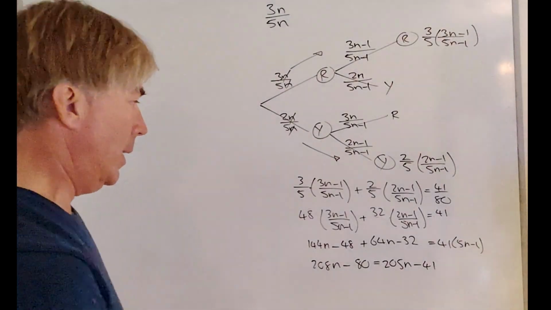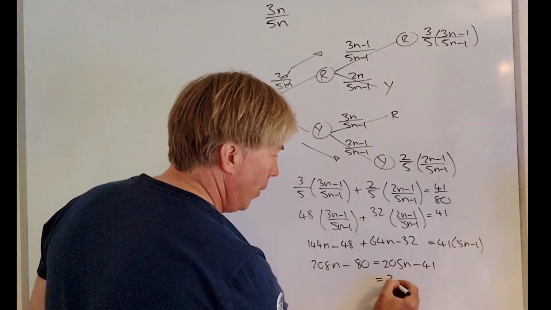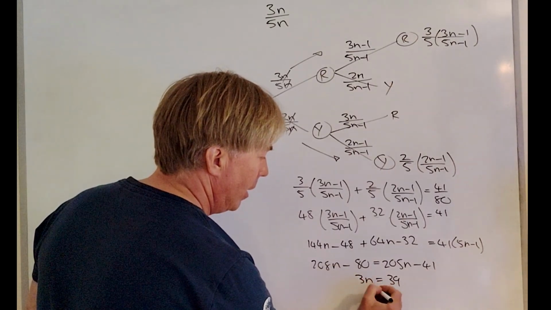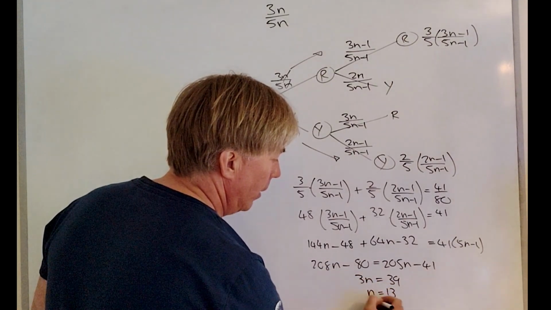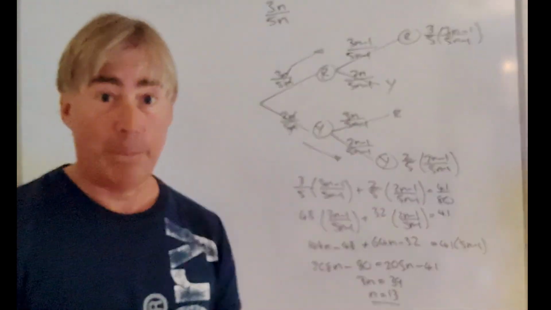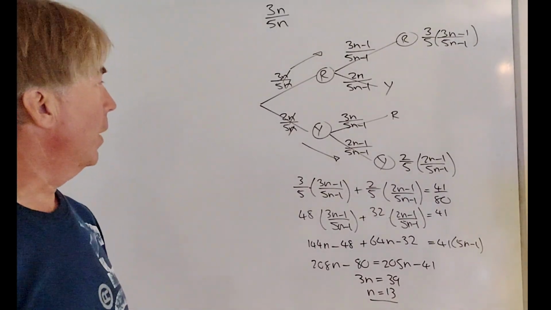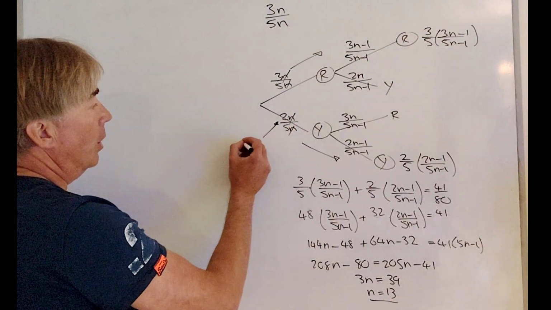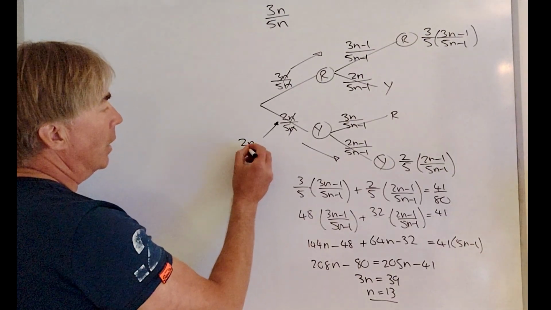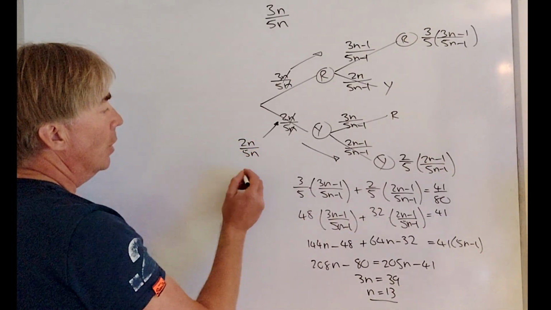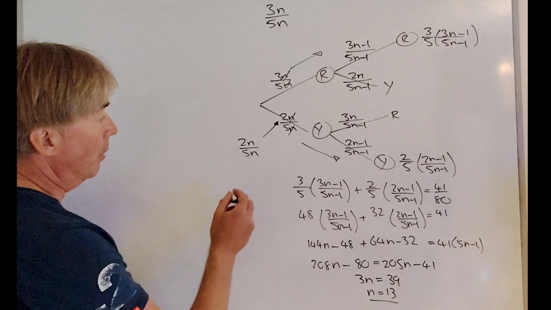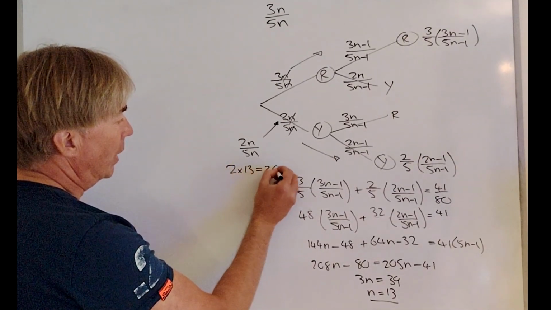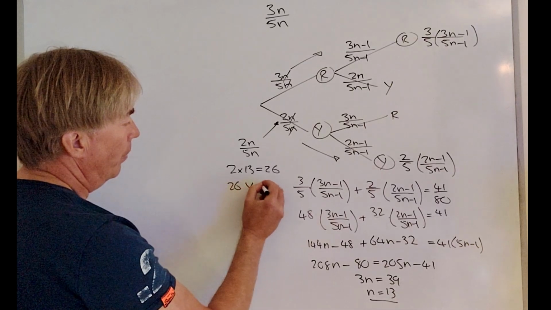Okay, I'm going to add 80 to both sides, so I'm going to get 39 on that side, and then I'm going to get 3n on this side. So n is equal to 13. Now that isn't the final part of the question, because we're asked to find out how many yellows there are. So going back to our yellow branch, we know that there are 2n yellows out of 5n counters. So what we're doing here is multiplying n by 2. So 2 times 13 equals 26. So we have 26 yellows.